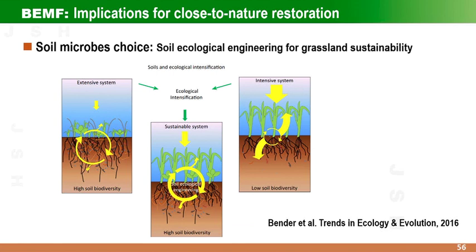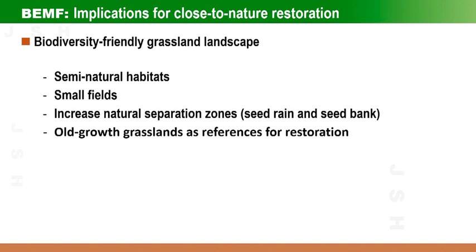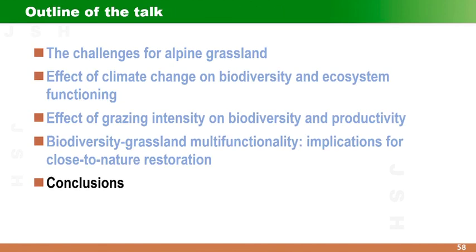In addition, Richard just talked about how soil microbes affect ecosystem functioning. Actually, there is a soil microbial choice as well, the plant choice and the soil microbial choice. So there's soil ecological engineering for grassland sustainability. And for a biodiversity-friendly grassland landscape, it's also important to have semi-natural habitats, small fields, and to increase natural separation zones, like a seed ring and a seed bank, inside the large tract of grassland. It's also grassland as a reference for this kind of restoration.